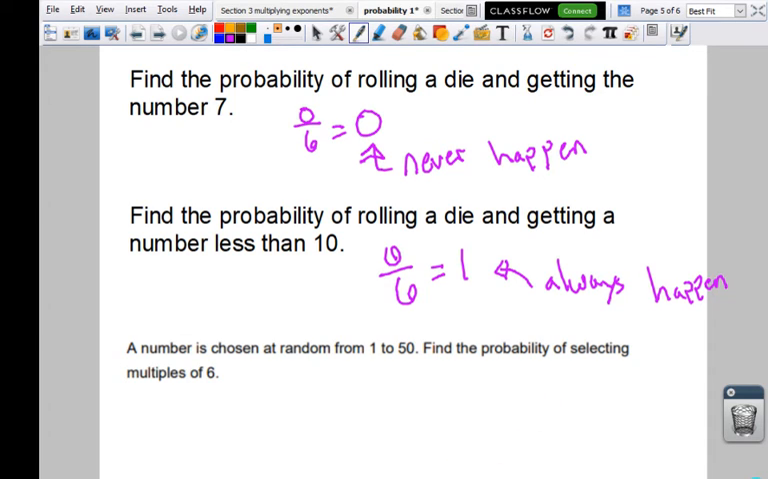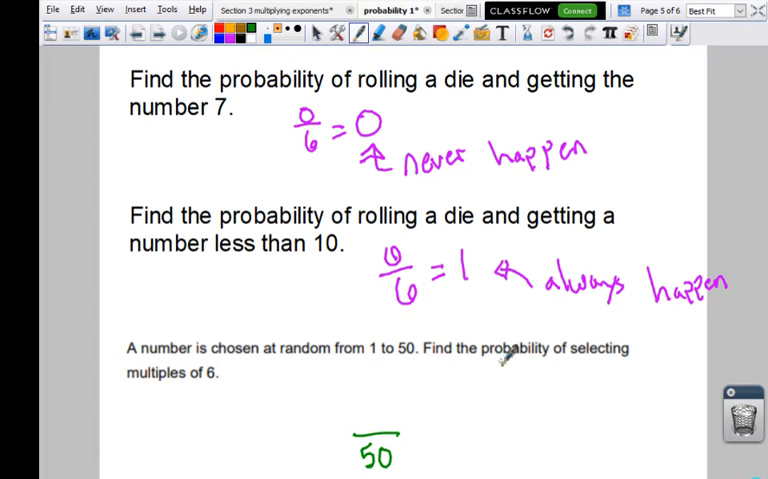Alright, let's do one last one. This one's a little different. A number is chosen at random from 1 to 50. Find the probability of selecting multiples of 6. What am I going to have in the divide by part on the bottom? 50, because there are 50 total. So this isn't just a regular die, there's more than that.